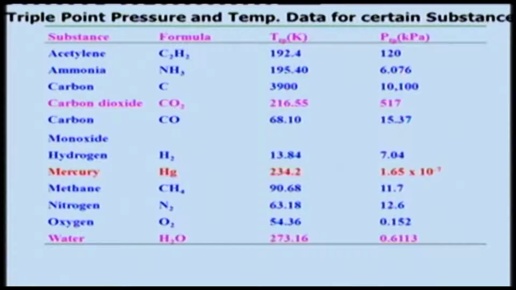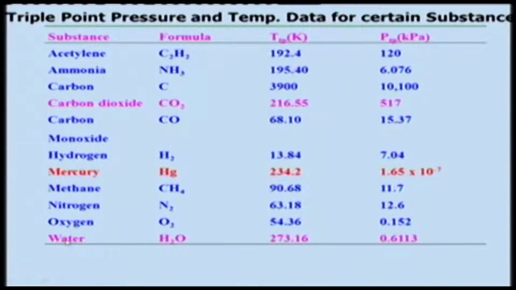So, let us look at some triple point data for certain pure substances in this table. As you can see, it varies a lot, like carbon has a very high temperature, 3900, and the pressure is 10,100 kilopascals. And interestingly, carbon dioxide has a triple point of 216.55 Kelvin at 517 kilopascal. 517 kilopascal means what? Roughly 5 atmospheric pressure. And mercury, of course, has a very high temperature, but the pressure is very low, 1.6 into 10 power minus 7.